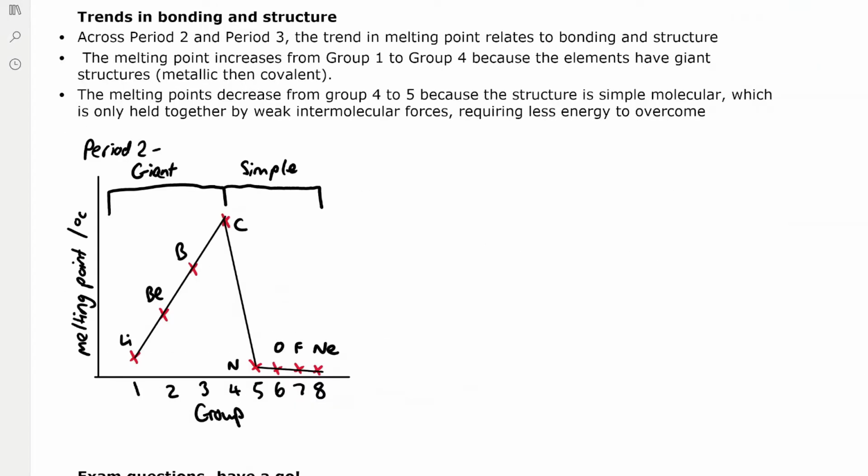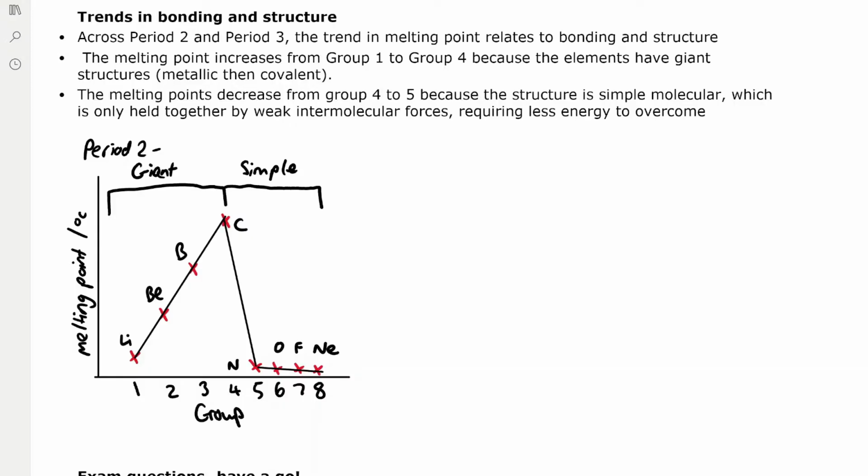Then we have some periodic trends in bonding and structure. So across period 2 and period 3, the trending melting point relates to the bonding and structure. The melting point increases from group 1 to group 4 because the elements have giant structures, so metallic first and then covalent.